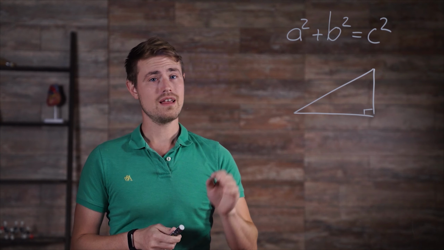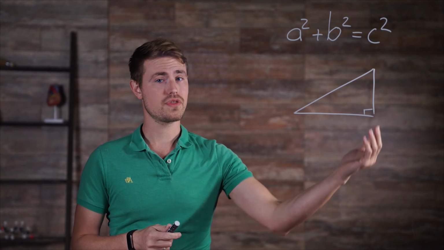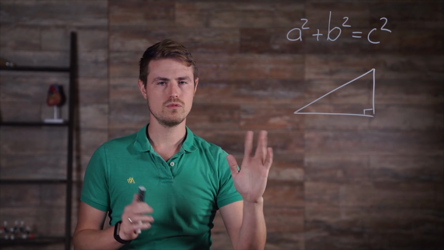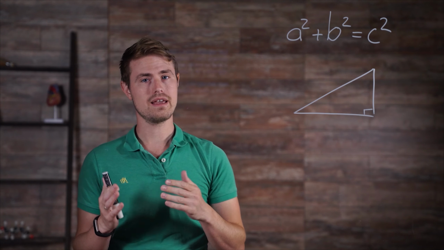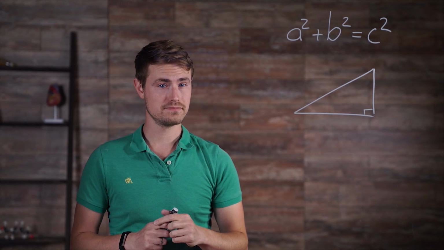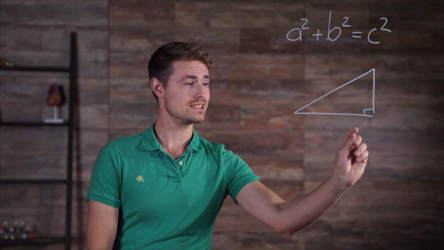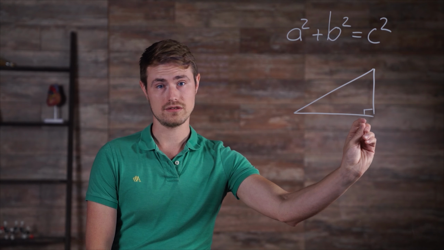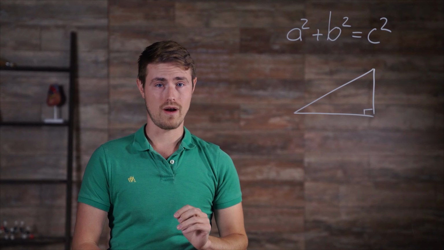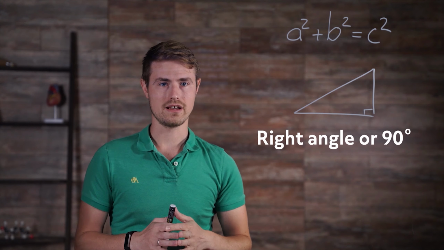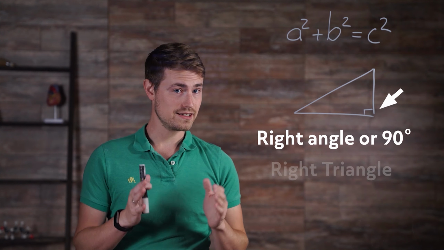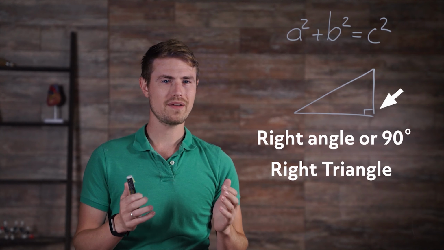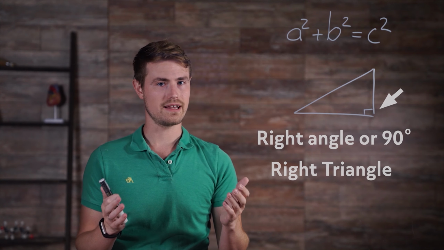In the theorem, a, b, and c are the lengths of the three sides of the triangle. But which is which? Let's start by figuring out where to find a, b, and c in a triangle. To start, you can tell that you're dealing with a right triangle because you see this little square in one of the angles. That's the symbol for a right angle or 90-degree angle. And any triangle that has a right angle must be a right triangle. So now we have to decide where to put the three side lengths.